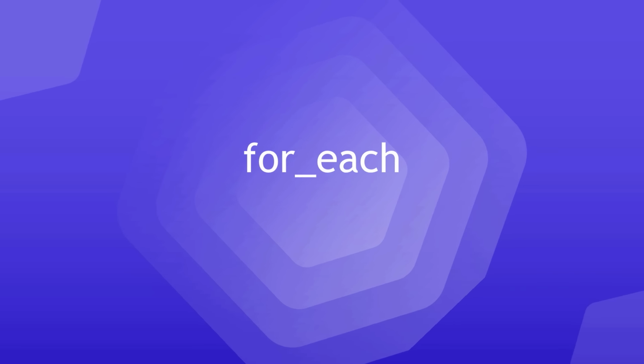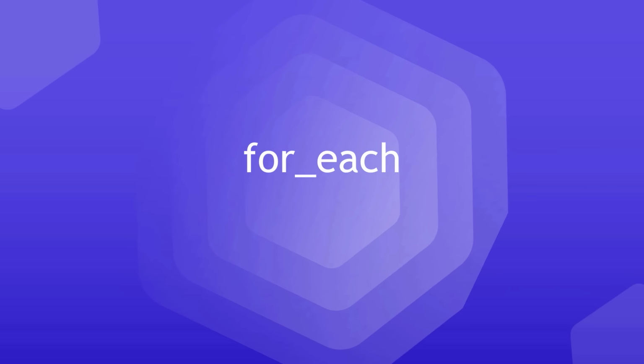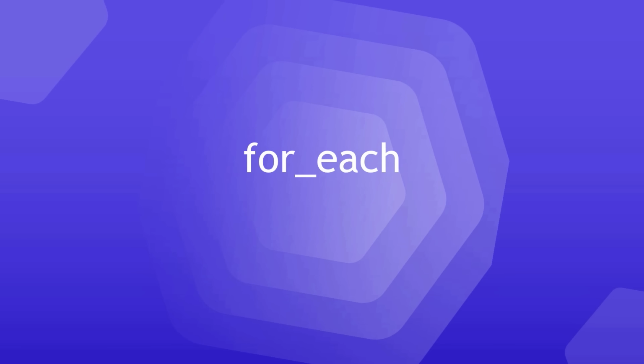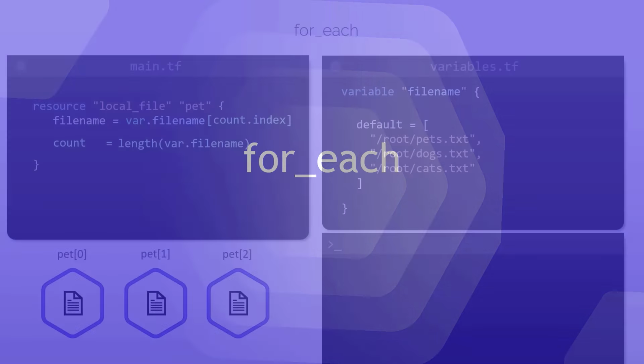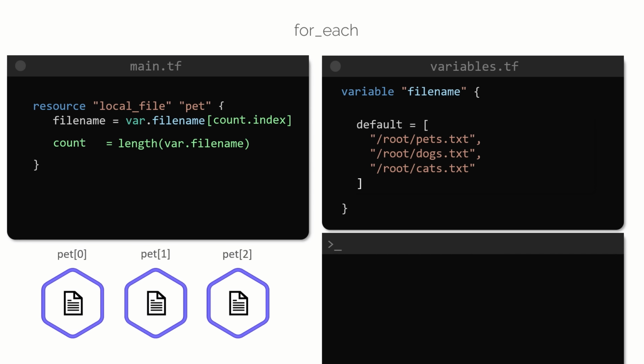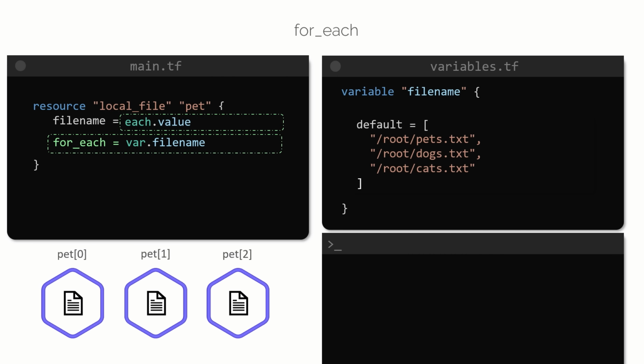In this lecture, we will take a look at the for_each meta-argument and its uses in Terraform. In the previous lecture, we saw that when we use count, the resources are created as a list, and this can have undesirable results when updating them. One way to overcome this is to make use of the for_each argument instead of count, like this. Next, to set the value of filename to each element in the list, we can make use of the expression each.value, like this. However, there's a catch.